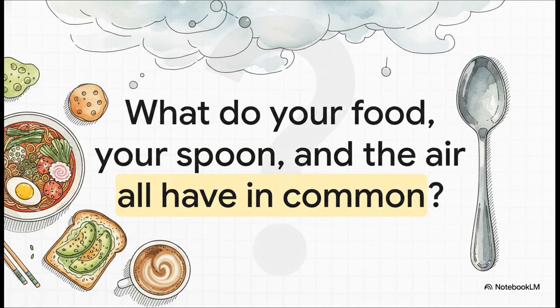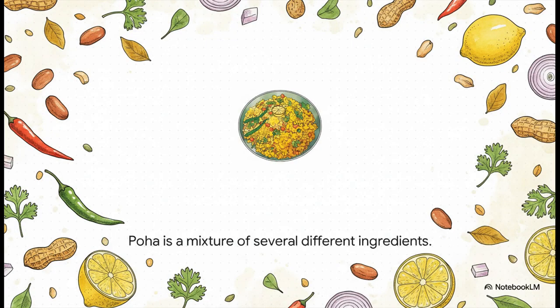So let's really dig into that question. Your food, your spoon, and the air. What on earth could possibly unite all of them? Let's investigate the clues, and we'll start with something we all know. First up, a plate of poha. You can see all the individual parts, can't you? The flattened rice, the peanuts, the little bits of chili and lemon. They're all tossed together, but a peanut is still a peanut. Each part keeps its own identity.